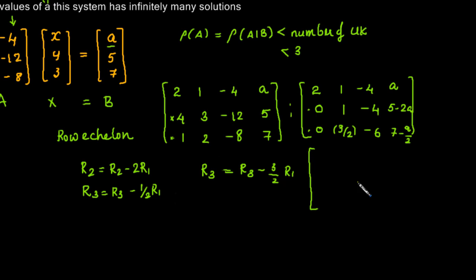By applying this transformation, the matrix will reduce to: the first row 2, 1, minus 4, 5 minus 2a, the second row 0, 1, minus 4, and the last row we have 0, 0 here. We have 0 here also, that is minus 6 minus 3 into 4 by 2, that will be plus 6, minus 6 plus 6, that will be 0, and here we have 5a minus 1 by 2.